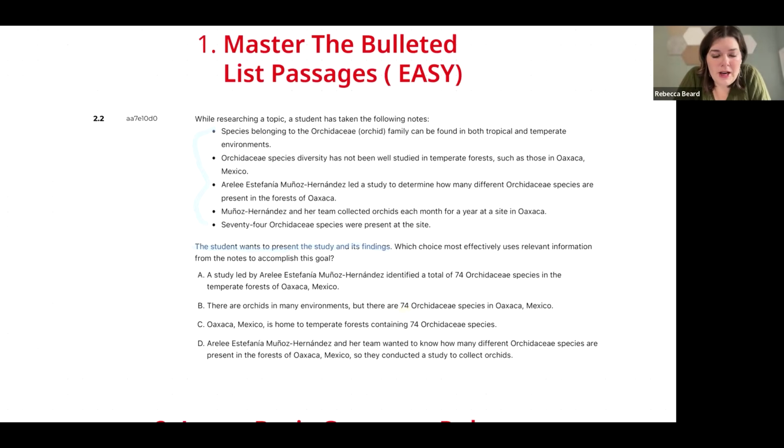The student wants to present the study and its findings. So what we are looking for in our answer choices is going to be only the study and its findings.